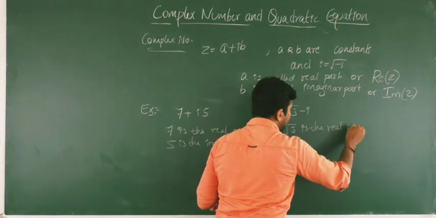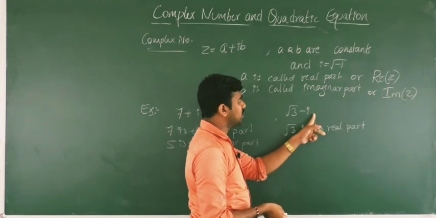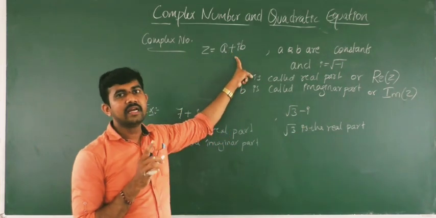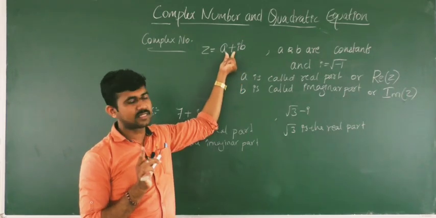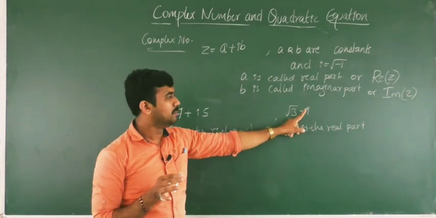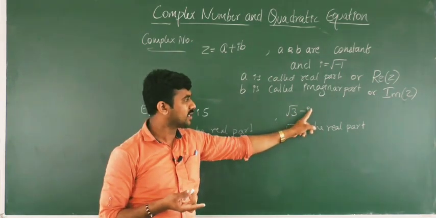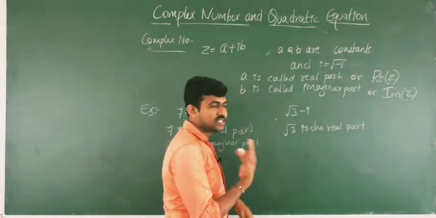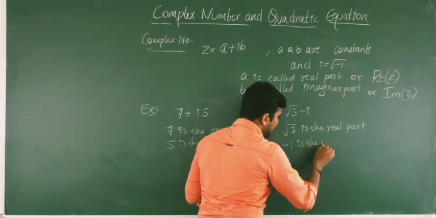Root 3 is the real part of this complex number, and the coefficient of i is minus 1, because generally we write a plus ib. Here in a plus, the symbol is plus, but here you have negative, so what is the coefficient of i? Minus 1, because here there is no number, which means the coefficient is 1. So minus 1 is the imaginary part.